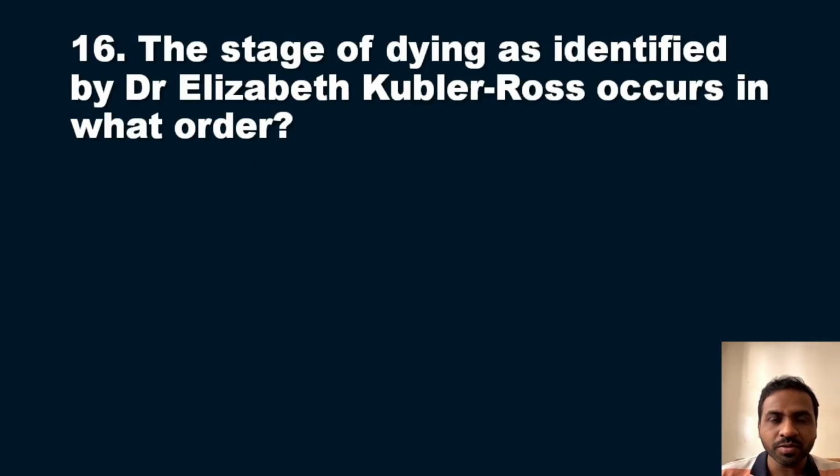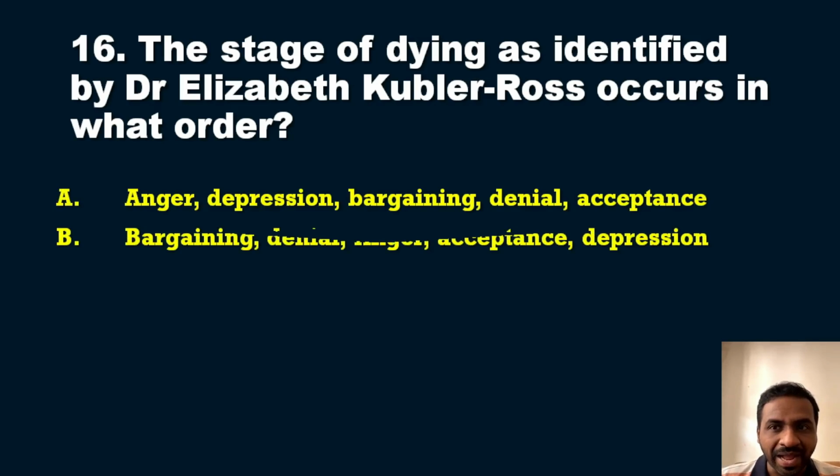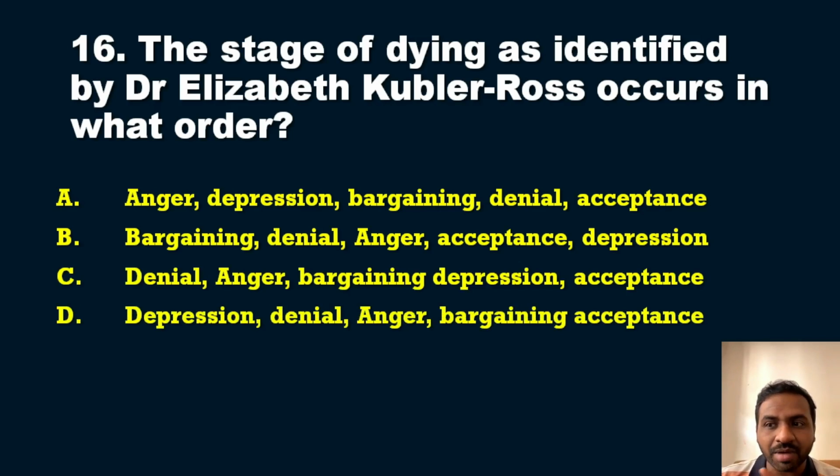So next we will move on to the 16th question, and this is another very important confusing question. The question is: the stages of dying as identified by Dr. Elizabeth Kubler-Ross occur in what order? So I am asking you regarding the order of stages of dying as identified by Dr. Elizabeth Kubler-Ross. The options for you are: option A, anger, depression, bargaining, denial, acceptance; option B, bargaining, denial, anger, acceptance, depression; option C, denial, anger, bargaining, depression, acceptance; and the final option is depression, denial, anger, bargaining, acceptance.